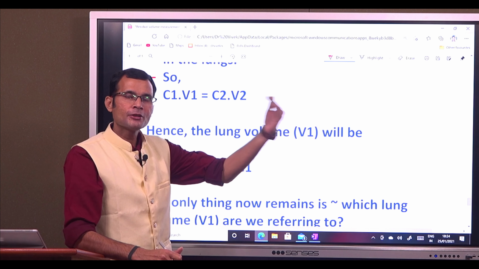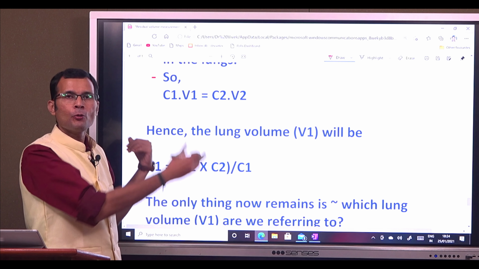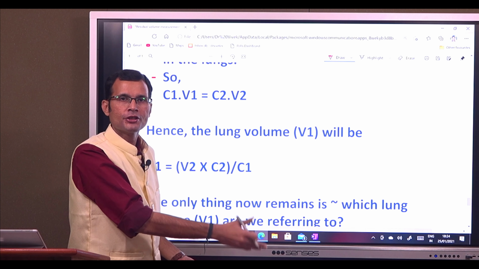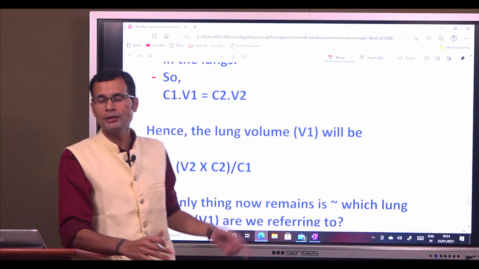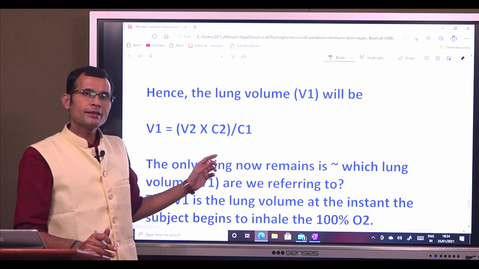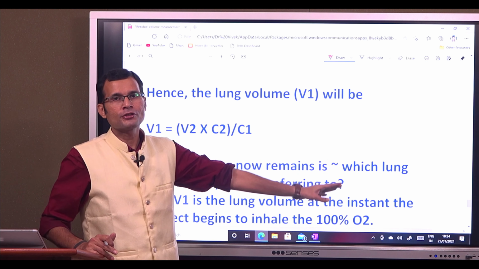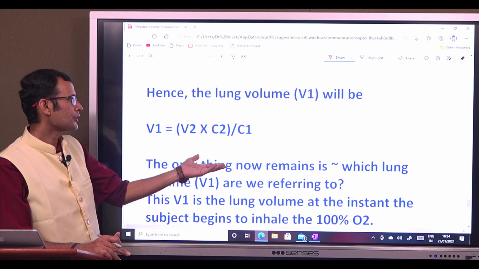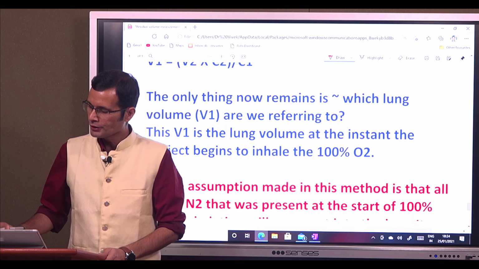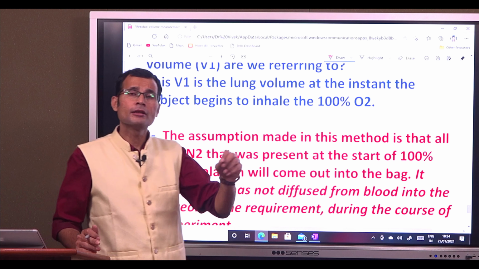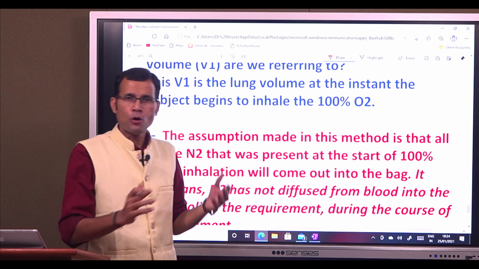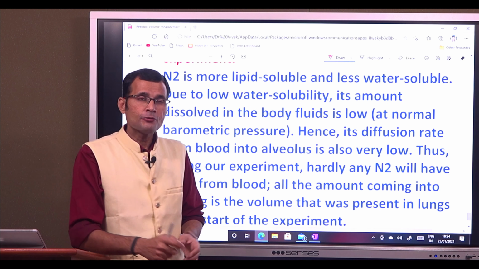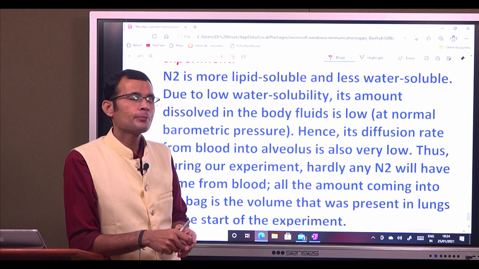100% O2 is inspired and some amount of nitrogen went out into the bag. So the bag's volume and nitrogen's concentration in the bag will be V2 and C2. V1 is the lung volume in which the initial nitrogen concentration C1 was present. So now you can solve the equation, putting the values in, and you will get the final volume, residual volume, or FRC, whatever volume you are measuring. That was the measurement of the residual volume.